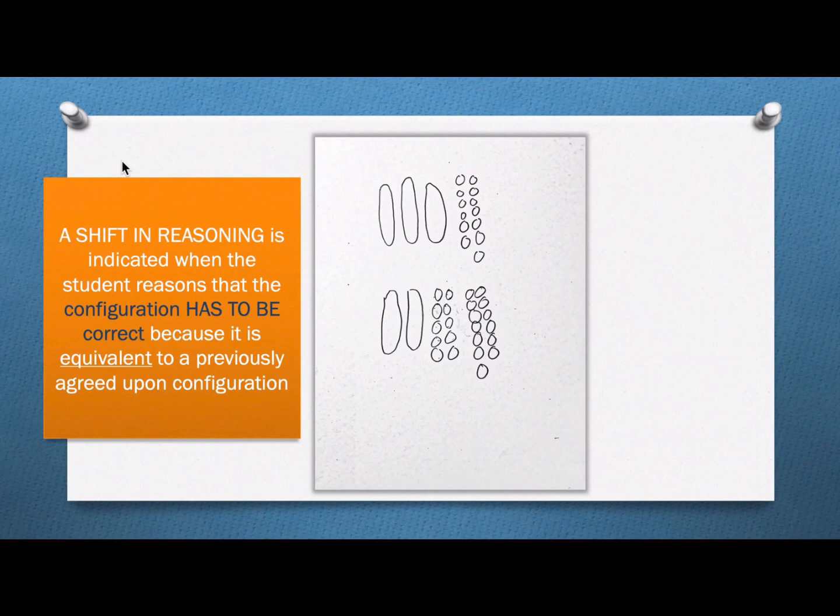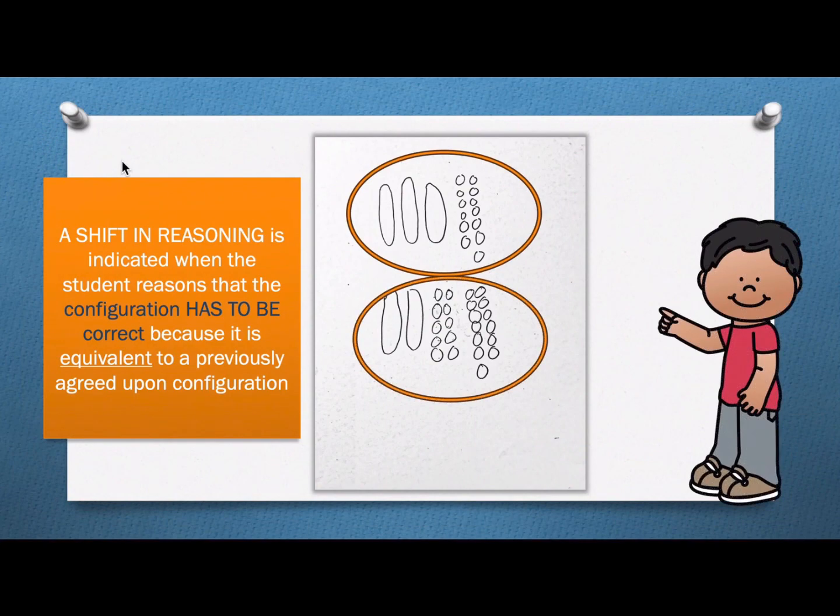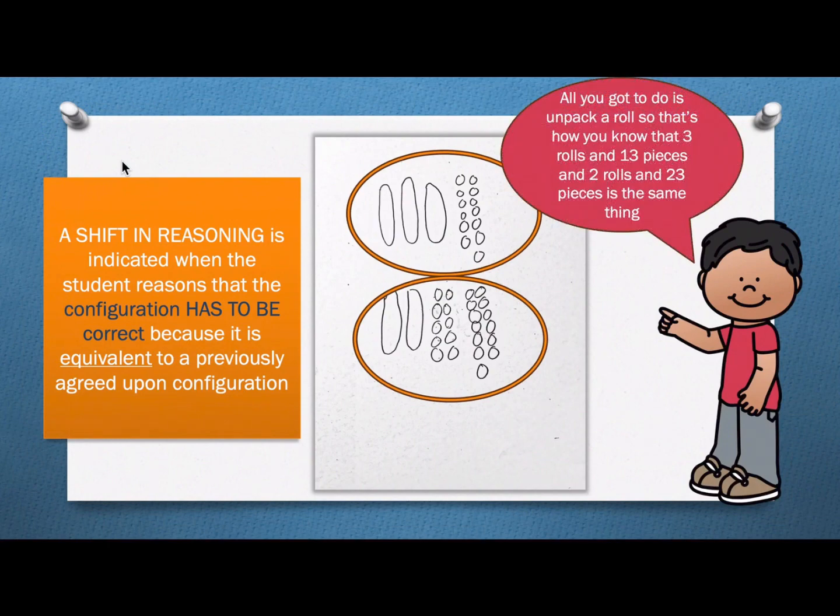Here's an example. If the class has already agreed that 3 rolls and 13 pieces is one way to have 43, a child might justify his way of 2 rolls and 23 pieces by saying, if we have 3 rolls and 13 pieces, we can unpack one of the rolls to yield 2 rolls and 23 pieces. Notice that in this example, the child reasoned that his way is correct because it is quantitatively equivalent to another way that we have already agreed was correct.